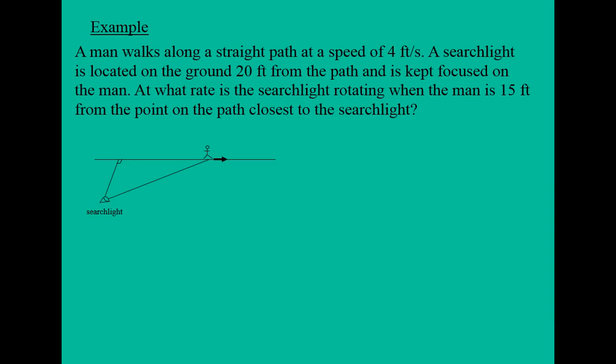So let's fill out our 3 columns. So first of all, what's given in this problem? What's the given information? It says a man walks along a straight path at a speed of 4 feet per second. So that's some given information. Now, I'm going to represent that as dm/dt, and that would be 4 feet per second.